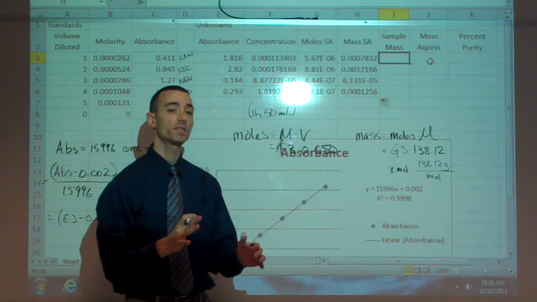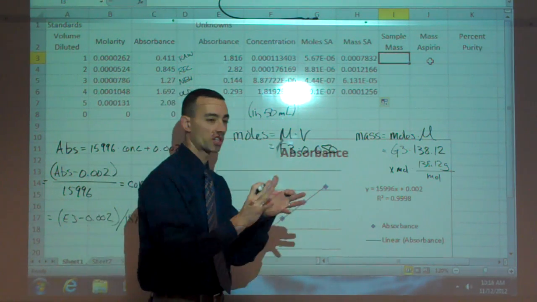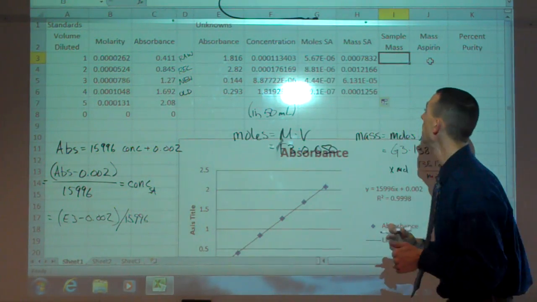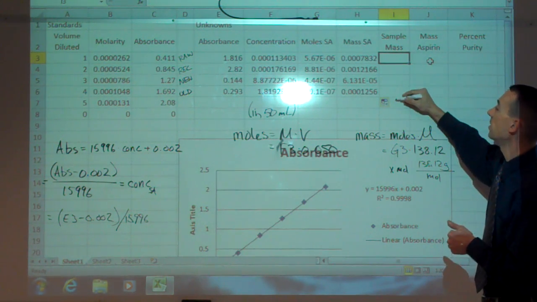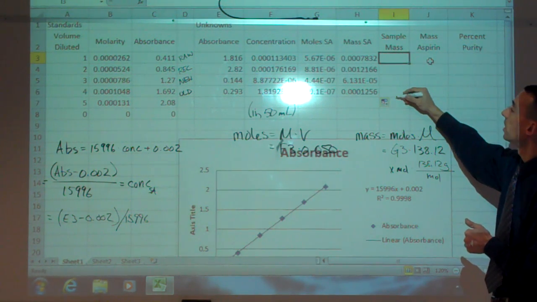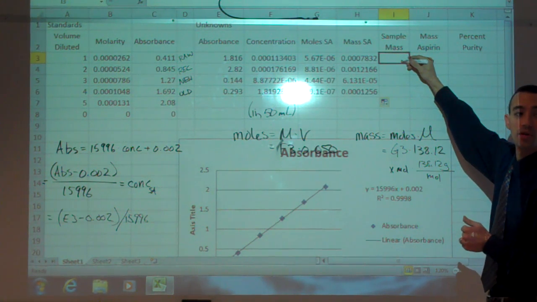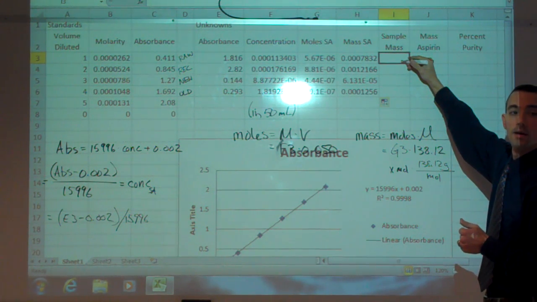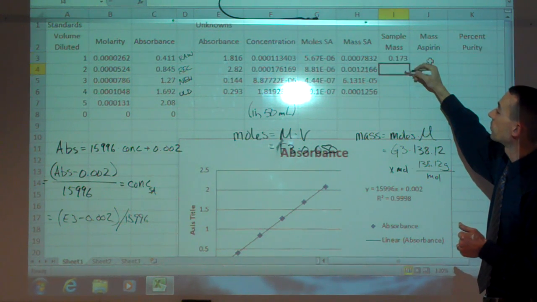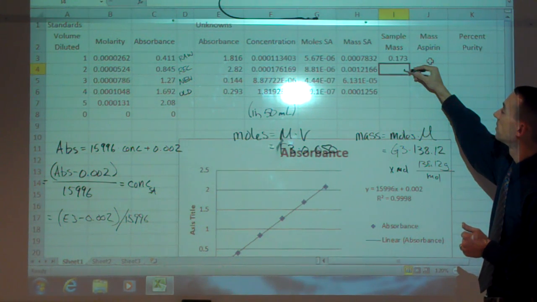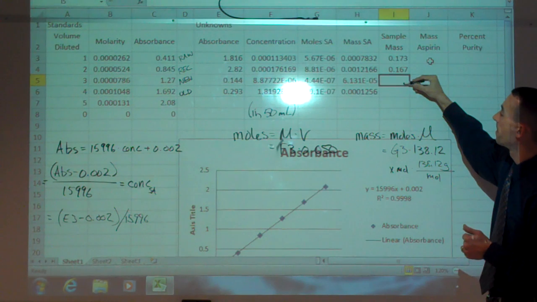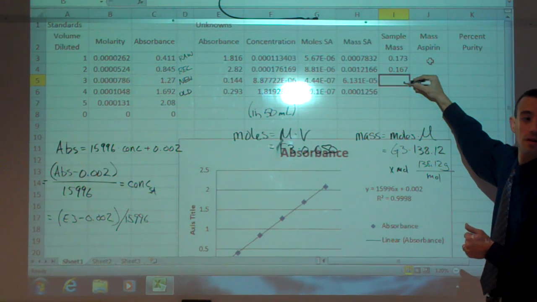Now each of those samples had a unique mass. You were given a certain amount to try to fill that out. So now we need to actually provide those masses in here. So guys, what were our sample masses for our raw sample that you weighed today? 0.173. Recrystallized? 0.167. 0.163.